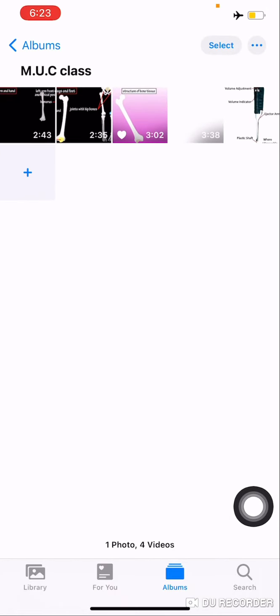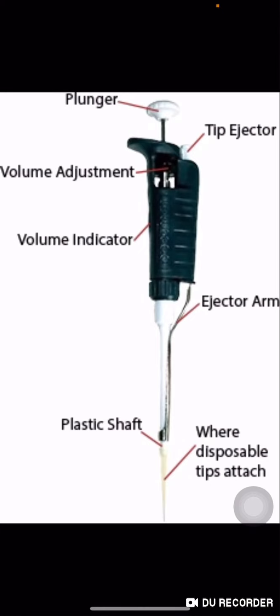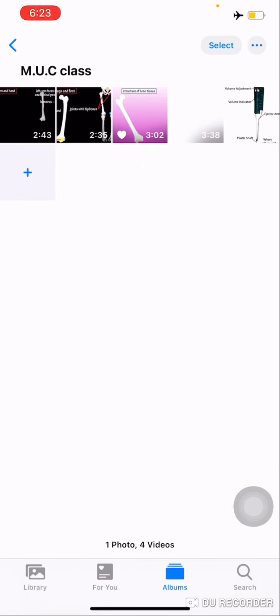Today we're going to go through a fast illustration of micropipettes, which are used in our laboratories. Let's start. For the micropipette, the parts are the plunger, tip ejector, volume adjustment, volume indicator, ejector arm, and plastic shaft, where disposable tips attach. Today we're going to talk about a small sample for illustration inside the laboratories.